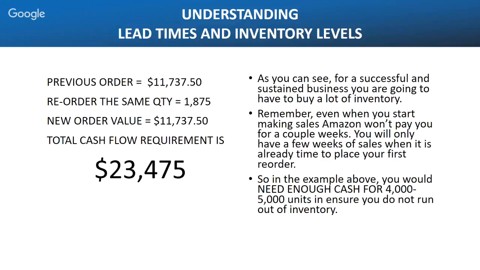So in this example, we would need enough cash for 4,000 to 5,000 units to ensure we don't run out of inventory. Now, don't forget, if we're selling a product for $20, the revenue is going to be there, because 20 times 1,000 is $20,000. Okay, so your revenue is going to be there. You just can't get your hands on it quick enough to sustain your business, because Amazon don't pay you for 2 weeks. So what's the solution?